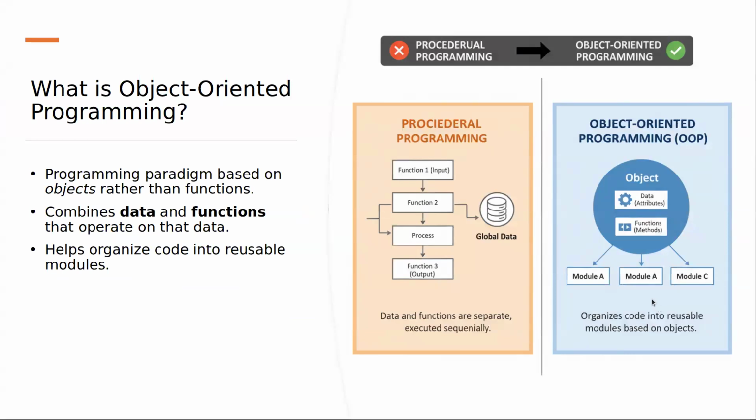For better understanding of object-oriented programming, we are going to compare it with traditional procedural programming. In traditional programming, we focus mainly on functions and procedures. The program is divided into steps and functions. But in object-oriented programming, we focus on objects, which combine both data and methods into a logical unit. This makes the code more modular, reusable, and easier to maintain.